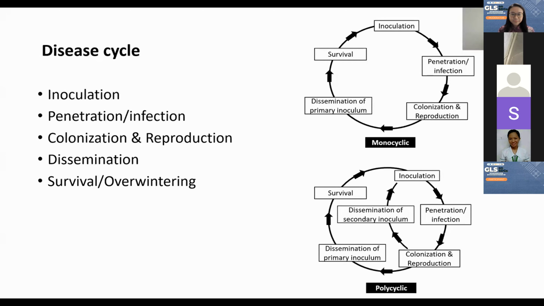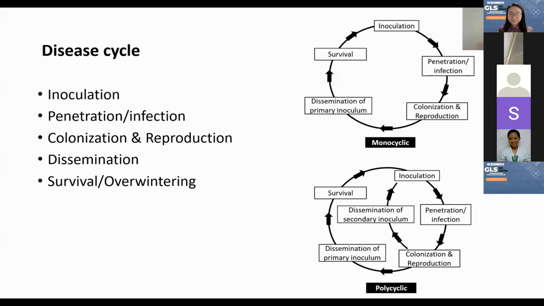First is inoculation. Inoculation is the step where the pathogens have to be on the plant somewhere, on the surface of the leaf, the surface of the stem, or in the soil surrounding the root system of the plant. But yeah, the pathogens have to be there in order to infect the plant and cause disease later on. The second stage is penetration or infection.